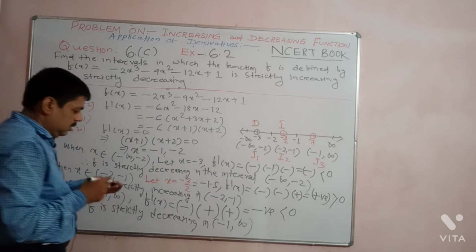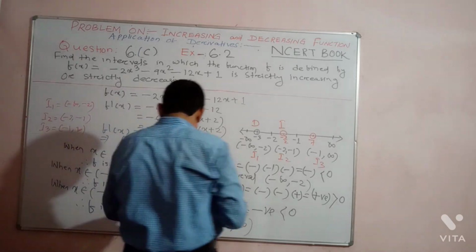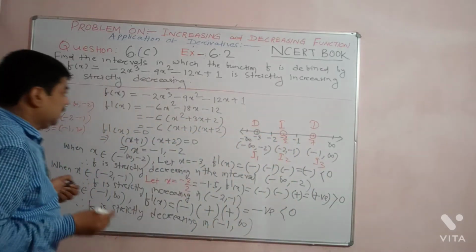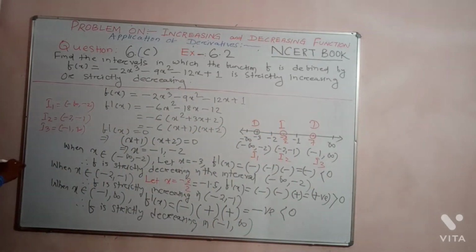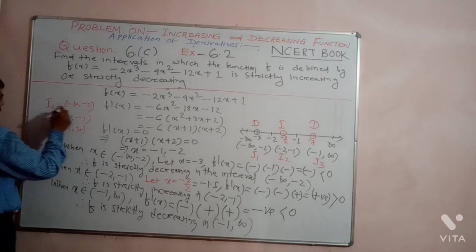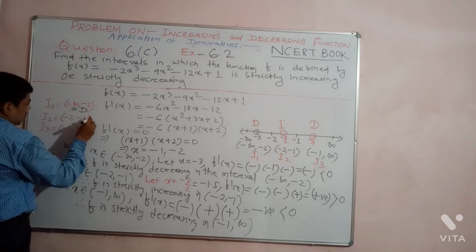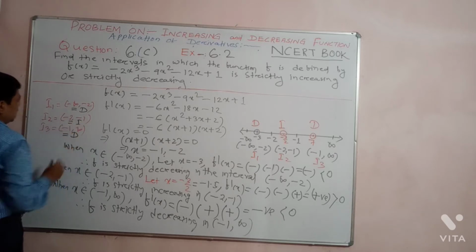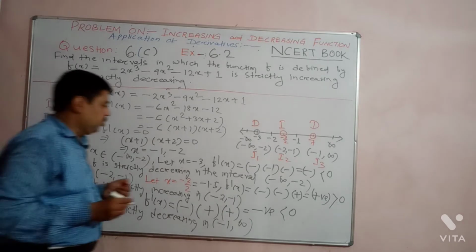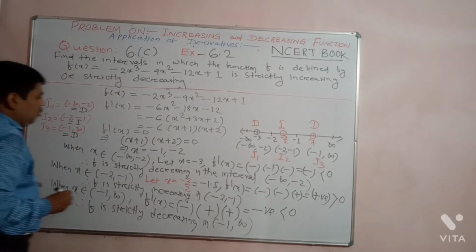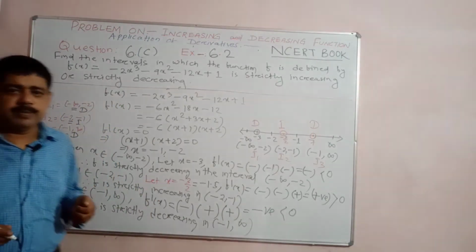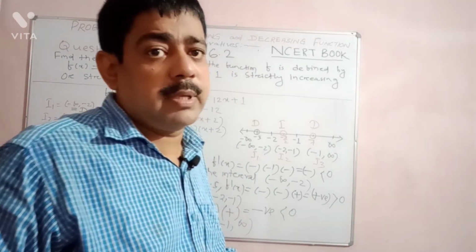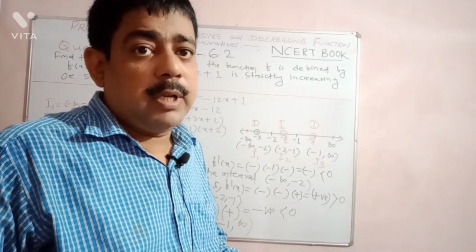Is it clear? So here the function is strictly decreasing. Thus in the first interval the function is strictly decreasing, in the second interval the function is strictly increasing, and in the third interval the function is strictly decreasing. Understand? So this is how you can find out whether the function is strictly increasing, in which interval it is increasing, and in which interval it is strictly decreasing, by finding the derivative.